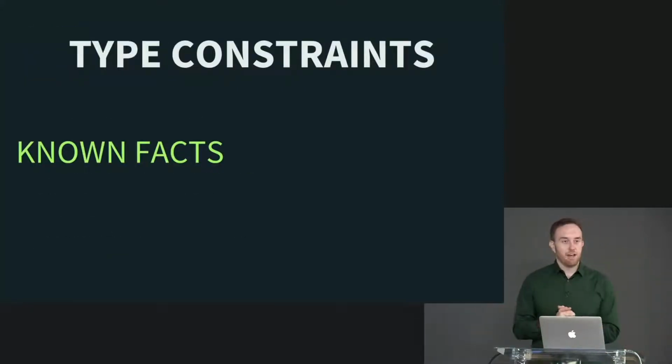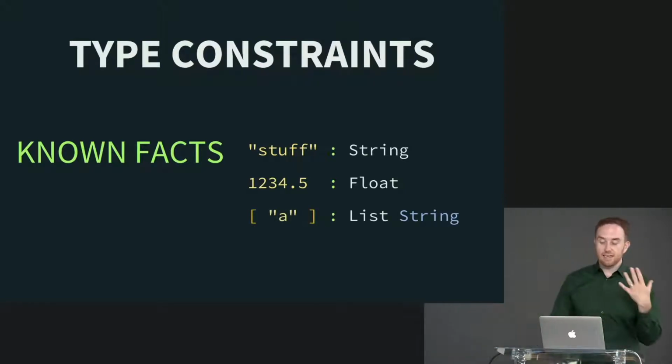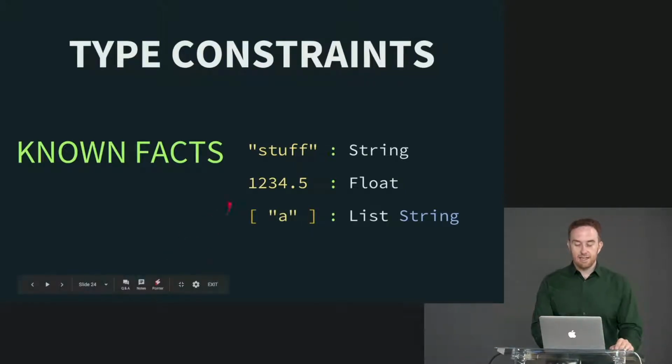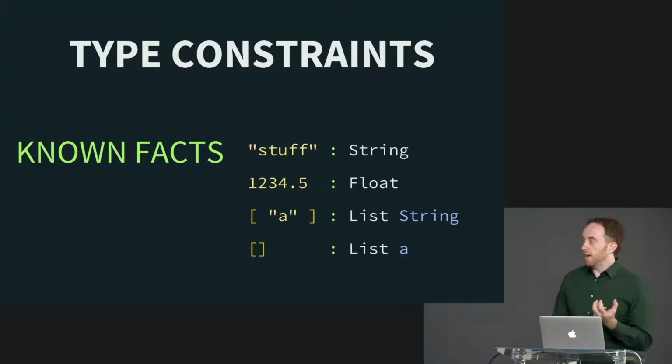So the way Elm's compiler works is it basically starts with a series of known facts about type constraints. Here are some examples of those. Stuff is a string literal. It says, okay, I just hard-coded, I know what string literals are. They are all strings. I know what floats are. They look like that. Every time I see that literal, that's a float. Every time I see one of these, that is a list of strings, which it knows because this is a list literal and this is a string literal. It also knows that an empty list is a list literal with an unbound type variable, so list of A. These are things that the compiler just knows. They're hard-coded. It doesn't need to do any type inference to figure them out. So these are the known facts that it starts out with.